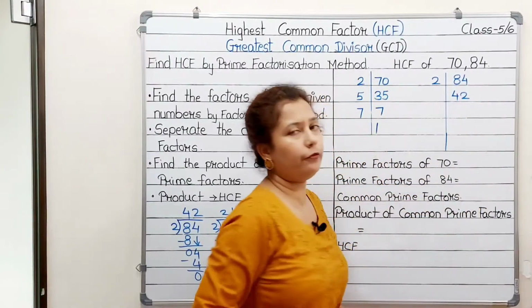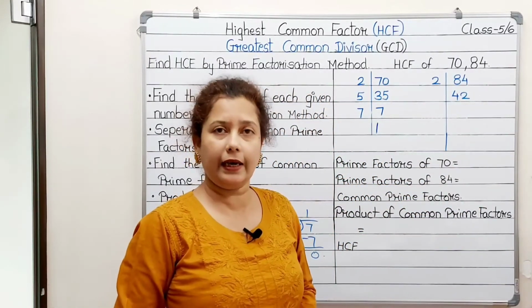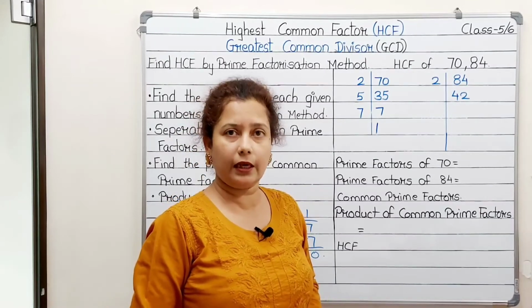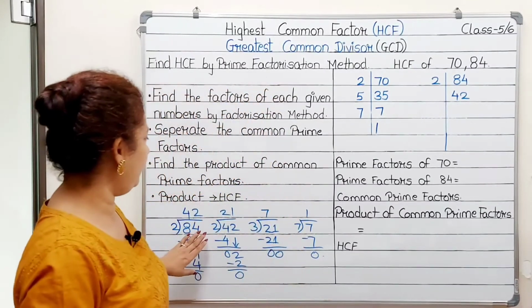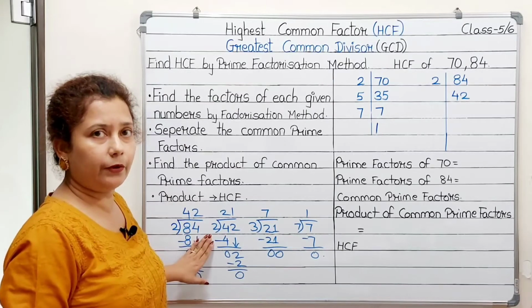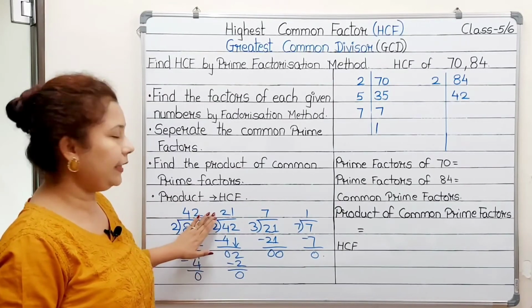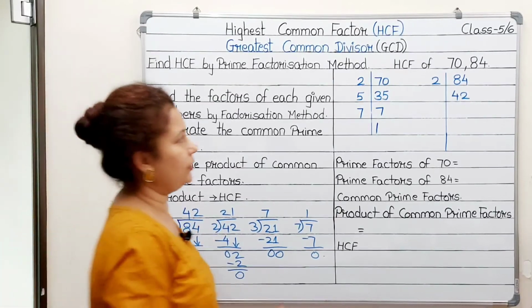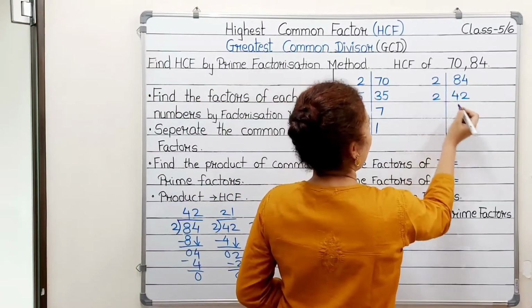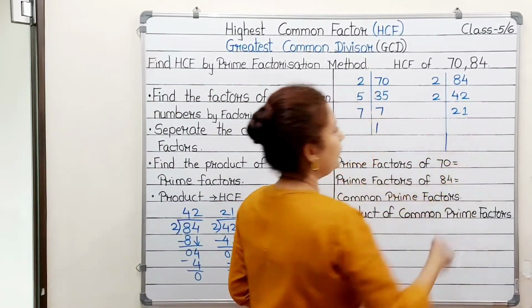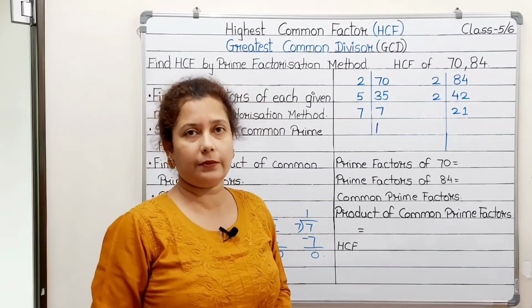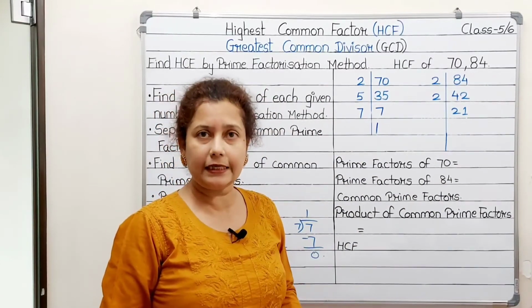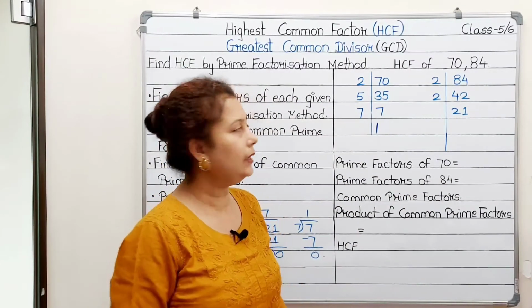Now we will see if 42 is divisible again by 2. Yes, it is an even number, so it is divisible by 2. So again we will divide 42 by 2 and we will get 21 as the quotient. So we will write 2 over here and 21 below it. Now 21 is not divisible by 2. So we will move to the next prime number, that is 3.